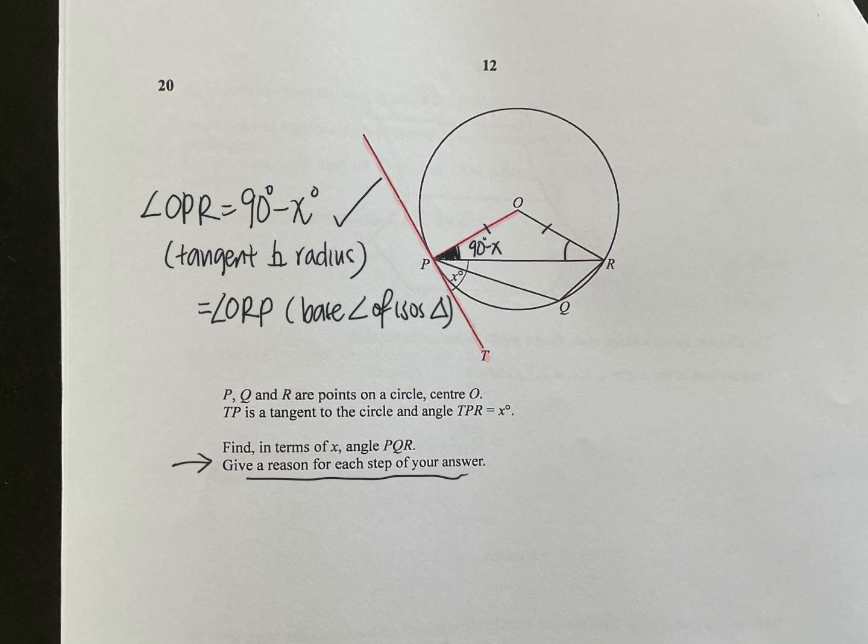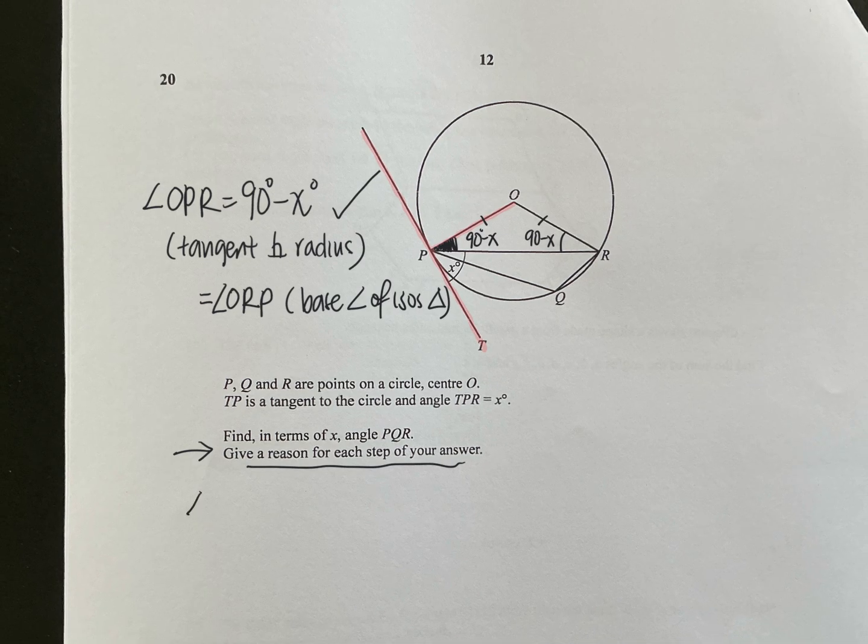So this one is also 90 minus x. Okay, so I can find angle POR. This is your second mark. So angle POR is 180 minus 2 times this 90 minus x.